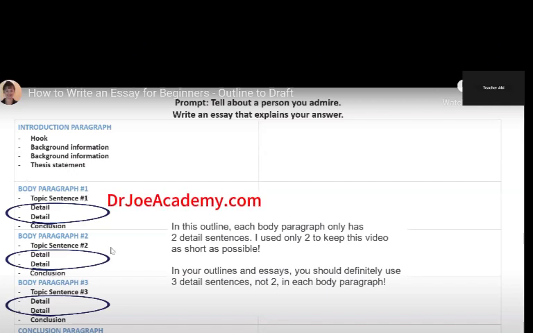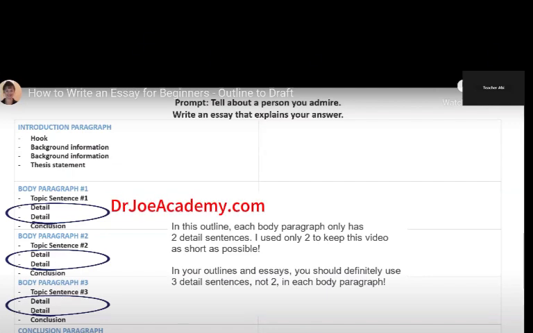Then in your body paragraphs, you have 3 body paragraphs where you have your argument 1, argument 2, argument 3. Start it off with a topic sentence to make sure it transitions and flows nicely. And then you have detail, which means you're explaining whatever argument you're talking about, and you conclude it and transition to the next one. Repeat it until body paragraph 3.